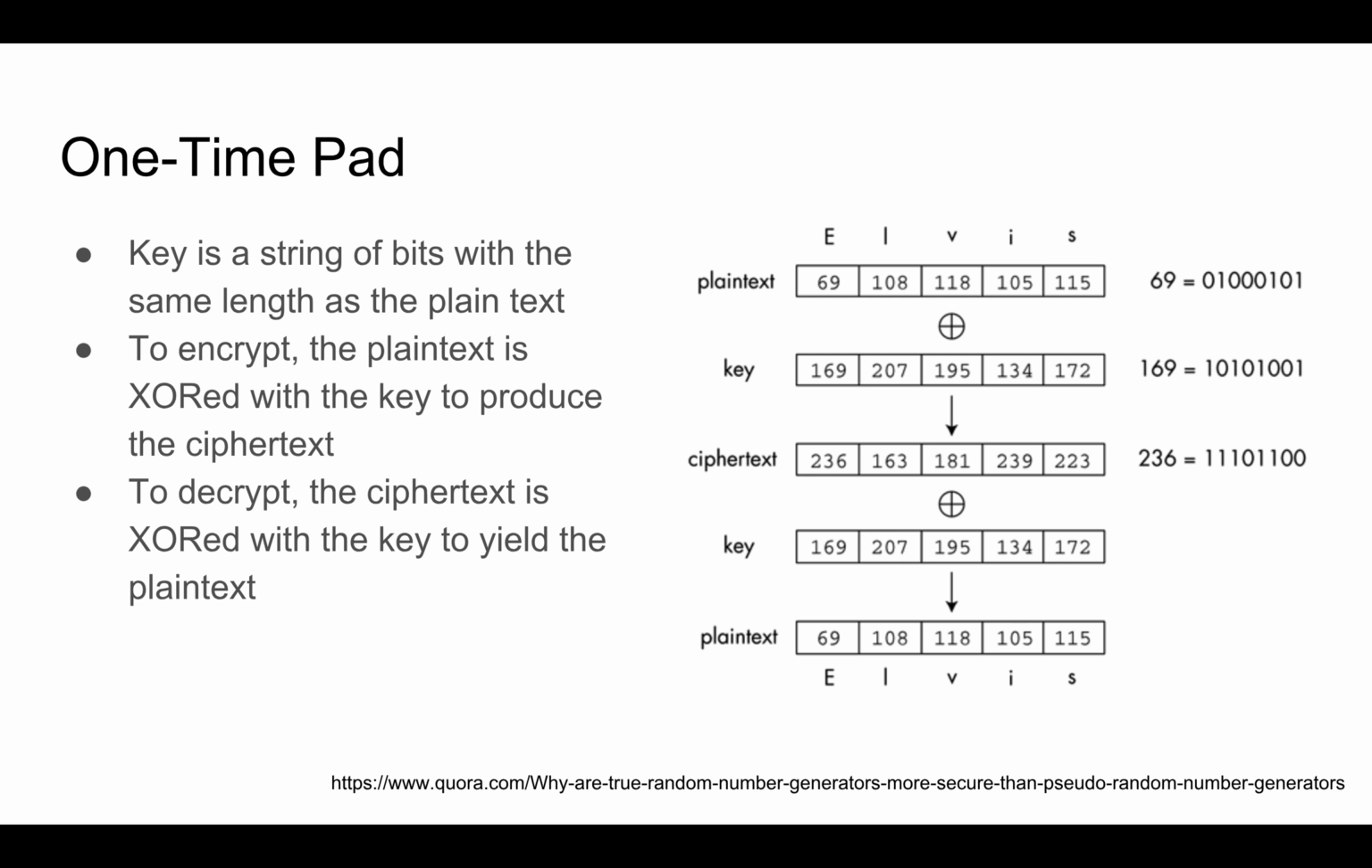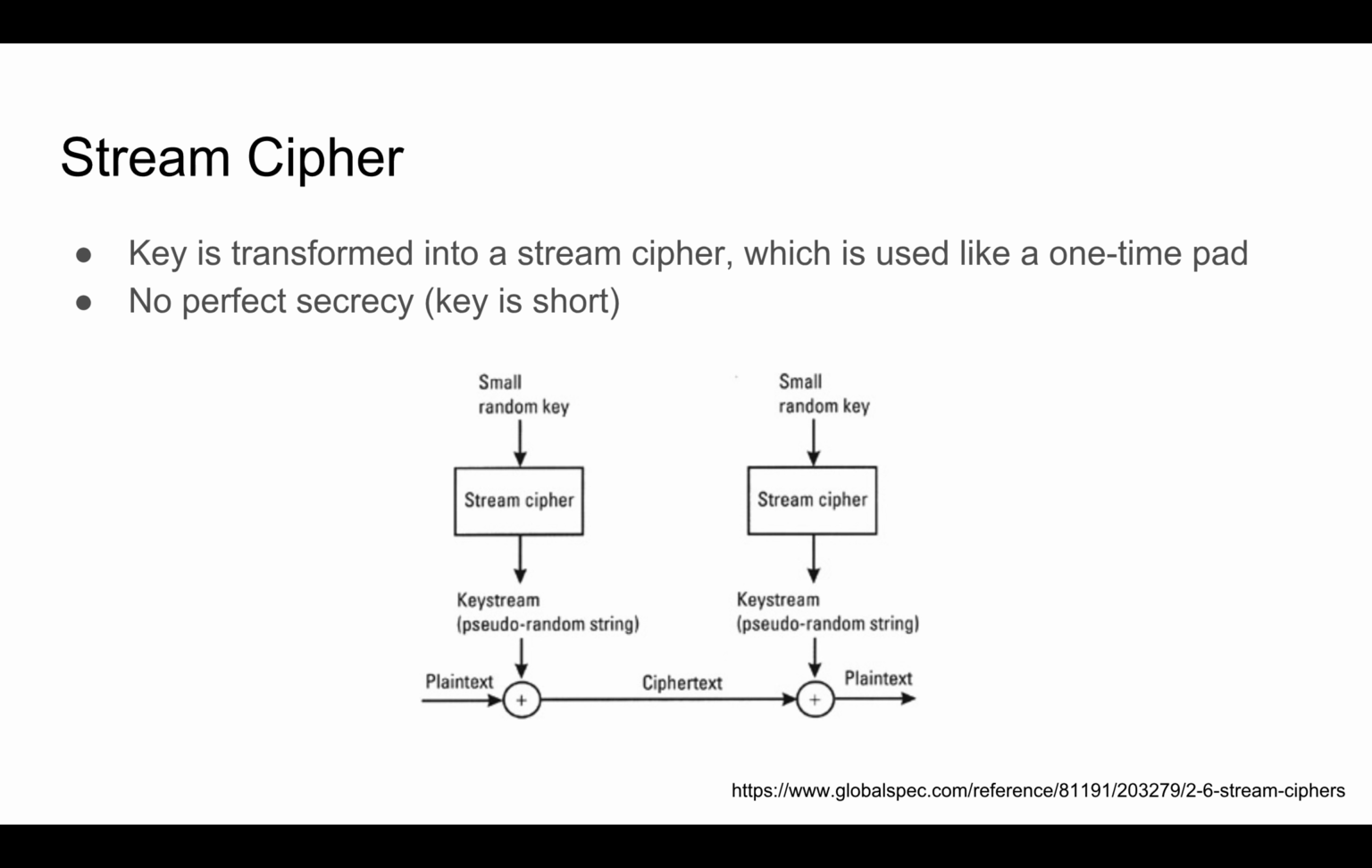One-time pad is yet another symmetric technique. Here the key is a string of bits with the same length as the plain text. To encrypt, the plain text is XORed with the key to produce the ciphertext. To decrypt, the ciphertext is XORed with the key to get the plain text.